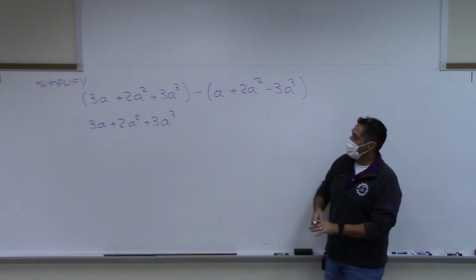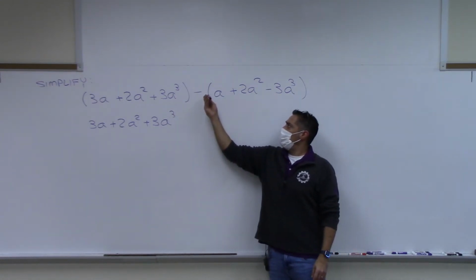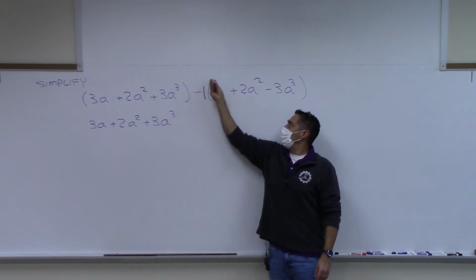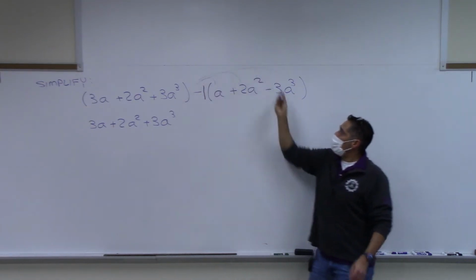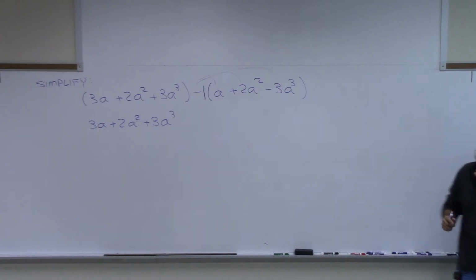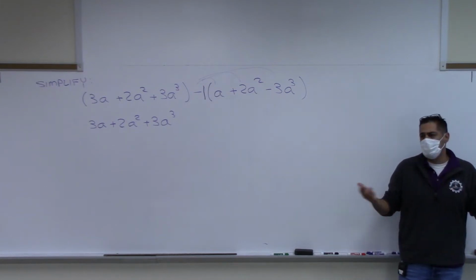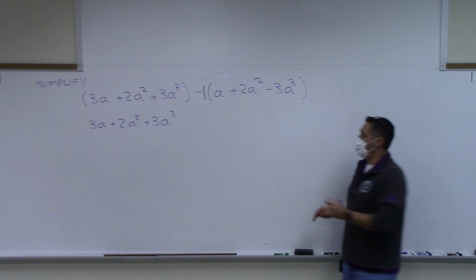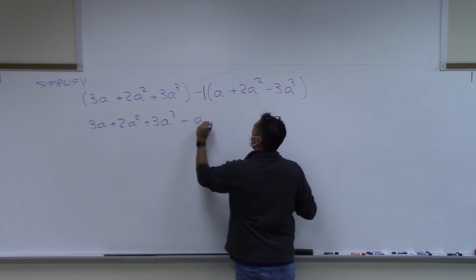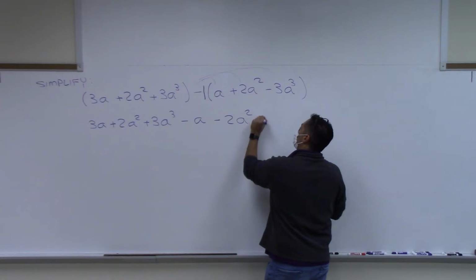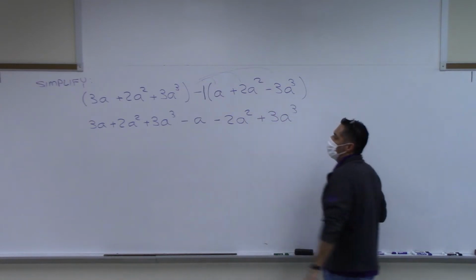The second parenthesis, however, Jareth, has a -1 in front. And so when you distribute that through, it has the effect of doing what to all of those? Just multiply -1 with all of them, so negative a, negative 2a squared, and then 3a cubed. Yeah, so it just changes all the signs, right? Everything that was positive becomes negative, everything that was negative becomes positive. So now we have the -a minus 2a squared plus 3a cubed.